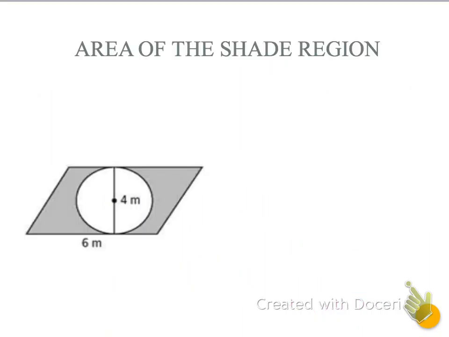Area of the shaded region. Okay, so what I'm going to do is find the area of the whole thing and subtract the area of the circle out of it. So we have a rhombus here. So to find that, it's base times height. So the shaded so far is going to be 6 times 4, because you do base times height, so A equals 24 meters squared.